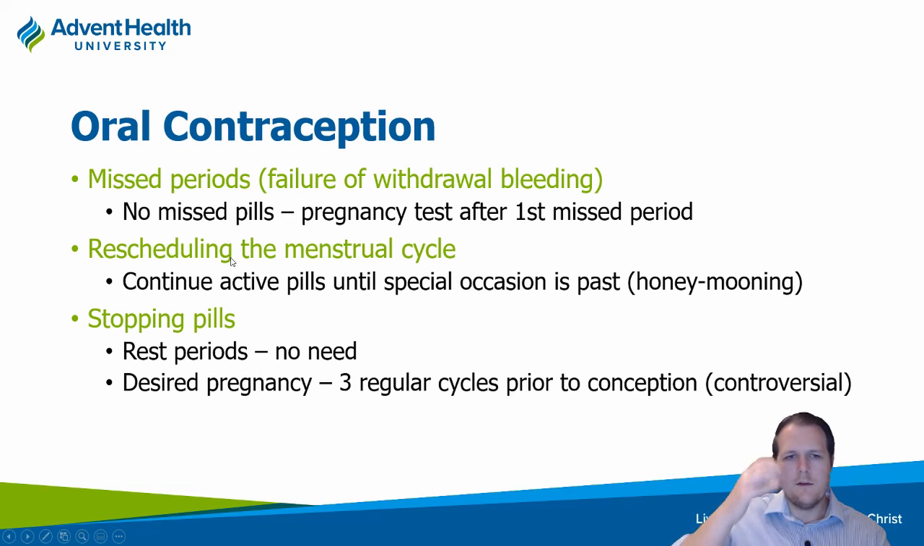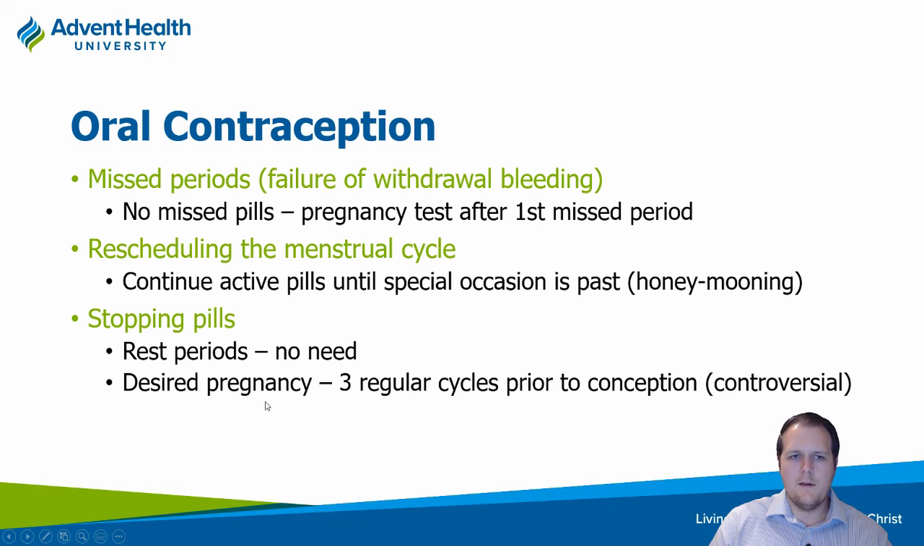And again, there are even certain birth control products, which I'll show you in a little bit, that are just continuously active drug for say 3 months at a time, and then basically only have 4 periods in a year. So as long as you're giving continuously active drug, they will not have withdrawal bleeding for the most part. So in terms of stopping pills, there's no need for rest periods. There's no need to undergo drug holidays or anything like that.